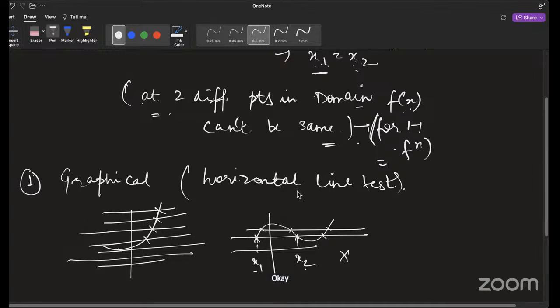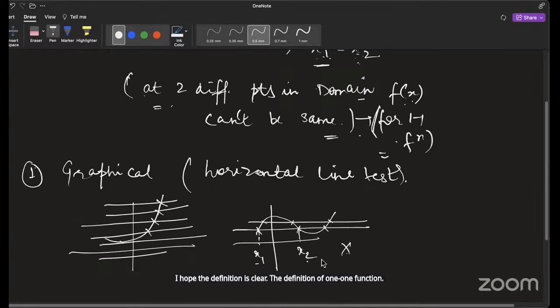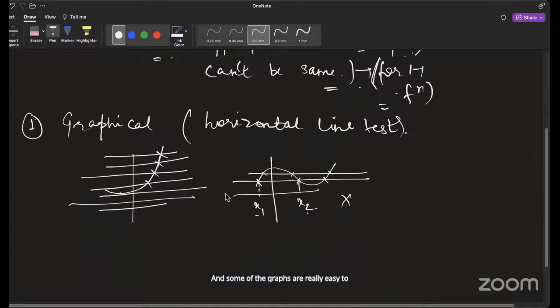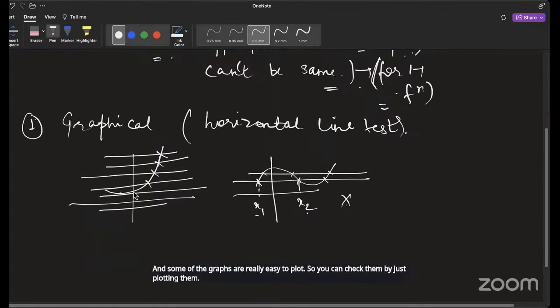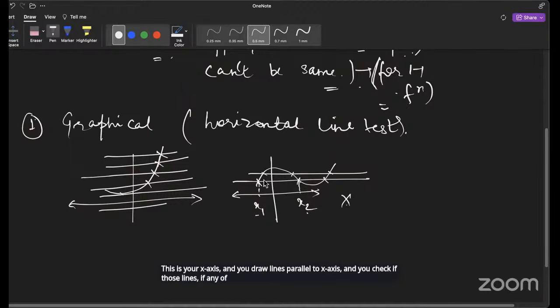Okay. So I hope the definition is clear, the definition of a one-one function. And then we were discussing how you tell by looking at the graph of a function. Some of the graphs are really easy to plot, so you can check them by just plotting them. If you have a graph like this, you just draw horizontal lines. Horizontal lines mean parallel to the x-axis, obviously. This is your x-axis, and you draw lines parallel to the x-axis, and you check if any of those lines cut your graph at more than 1 point.